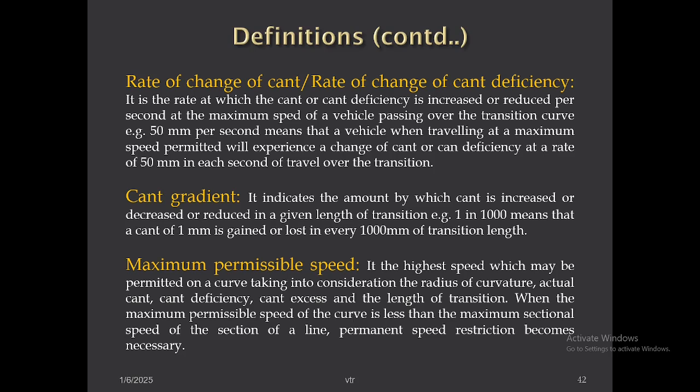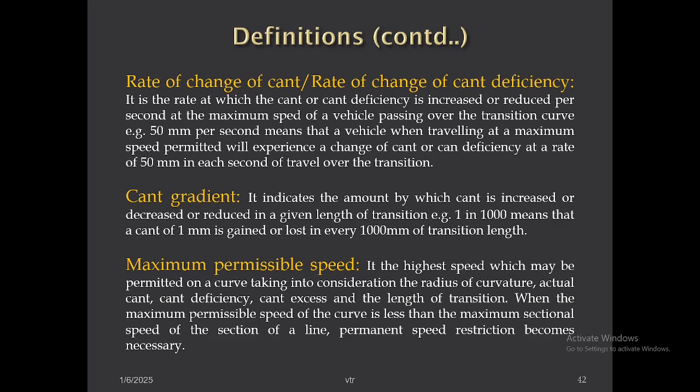For example, suppose 50 mm per second. What does it mean? It means that a vehicle travelling at the maximum speed will experience a change of cant or cant deficiency at the rate of 50 mm in each second, over some distance. So that is the rate of change: how much change of cant per second, and how much change of cant deficiency per second, takes place. That is called the rate of change of cant or cant deficiency. There are limiting values, as we will see.